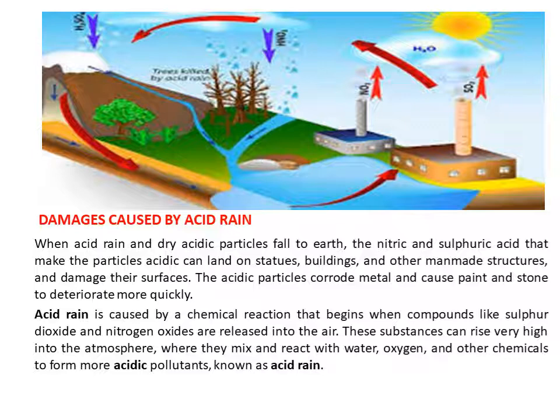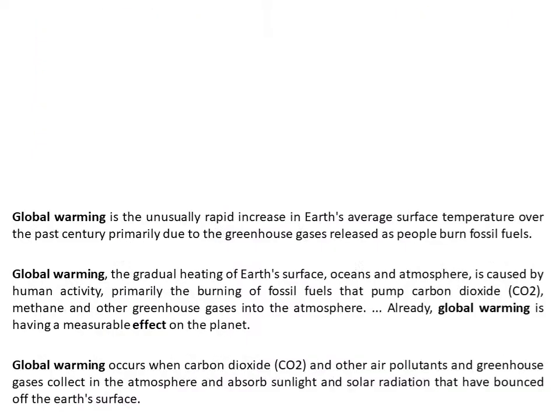Acid rain is caused by a chemical reaction that begins when compounds like sulfur dioxide and nitrogen oxides are released into the air. These substances can rise very high into the atmosphere where they mix and react with water, oxygen and other chemicals to form more acidic pollutants known as acid rain.